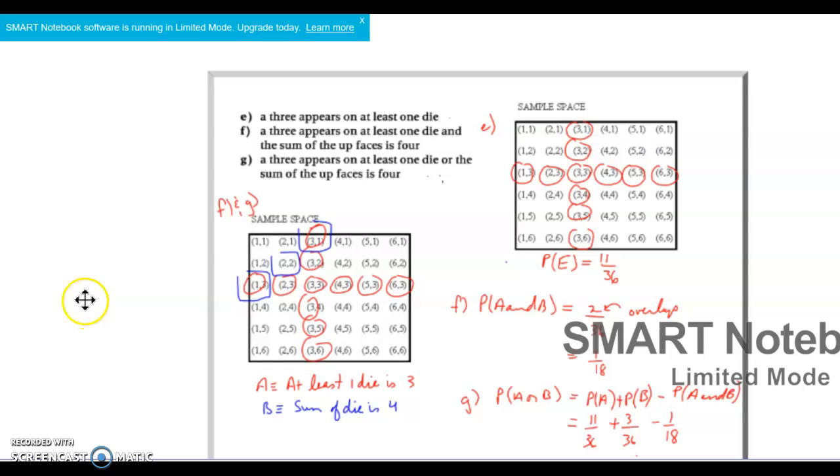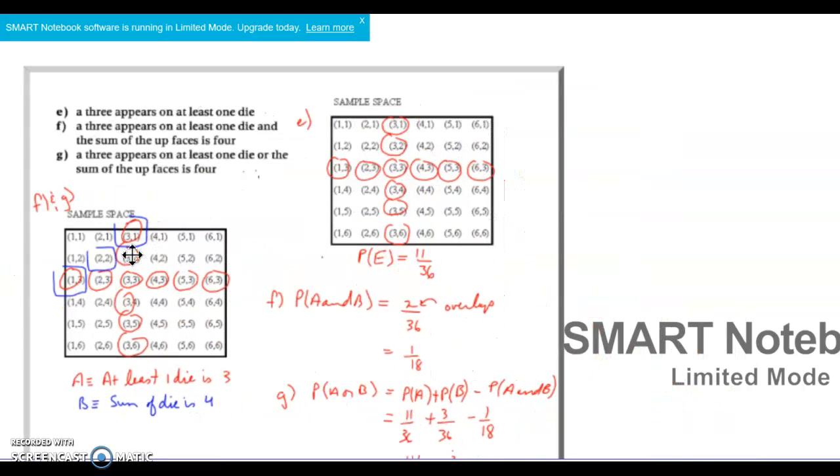And then we go on to 3. Same sort of thing. You just keep adding. Just be careful. But if there is overlap, for example, in F here, a 3 appears on at least one die, and the sum of the up faces is 4. The up face is just the sum of the dice is 4. So here we have all the 3s. Okay, so there's a 3 appearing, and then you also realize here. So if you just count these, the answer to F is going to be.